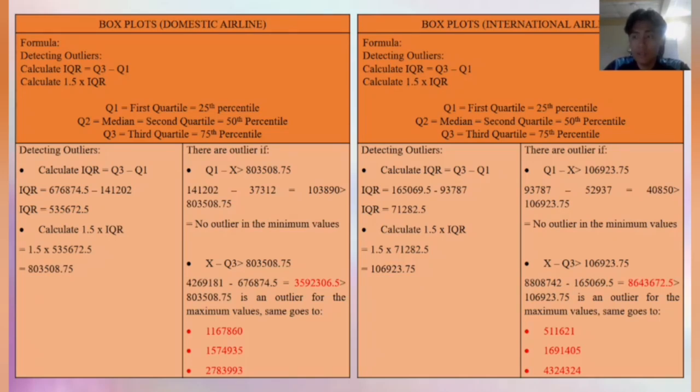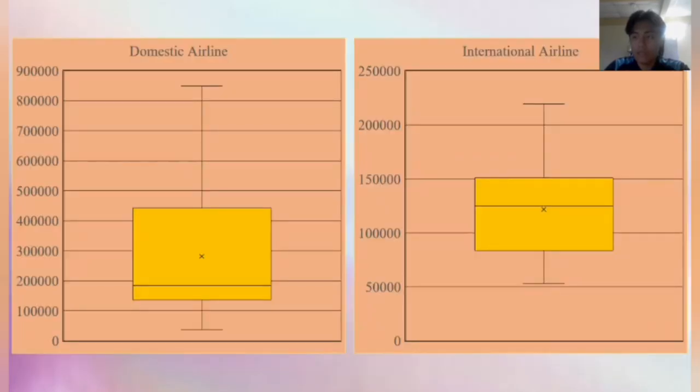We know that the interquartile range (IQR) for the domestic is 506,508.75, and for international is 106,923.75. By using the formula given, there were no outliers at the minimum value for both datasets, but there were outliers at the maximum value for both datasets, which are all the red numbers in the slides. And lastly is the result after detecting the outliers in the box plot for each dataset.